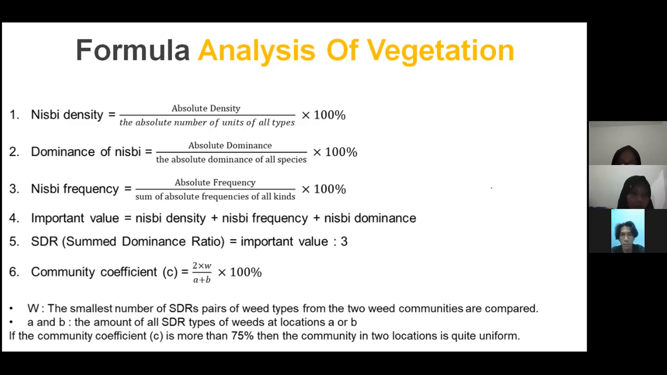And the last one is about community coefficient, or C. You can find it with the formula 2 times W divided by A plus B times 100%. With W is the smallest number of SDR pairs of weed types from the two weed communities compared, and A and B is the amount of all SDR types of weeds at the locations A or B. And then, if the community coefficient, or C, is more than 75%, the community in the location is quite uniform.